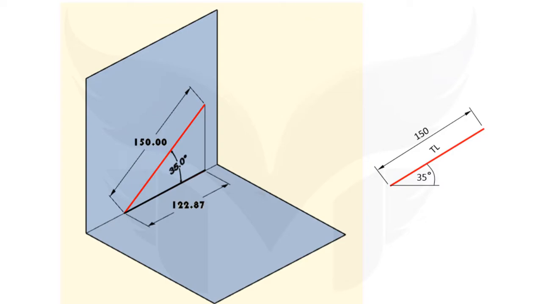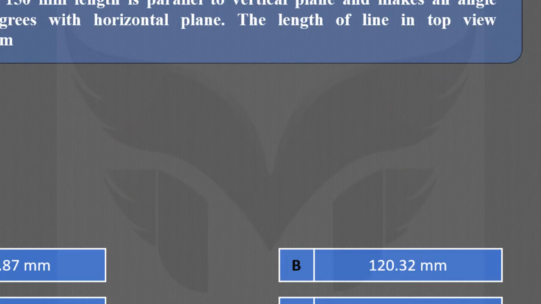And then draw a top view of this line. And to do that, take projector from each end points in downward direction. And as line is on the VP, from top view, line will appear as a straight horizontal line. Draw a horizontal line which is the top view. All done. If you do this with exact dimensions, then you can measure the length of a line in top view, which will become 122.87 mm, and it is known as plan length. So correct option is A.